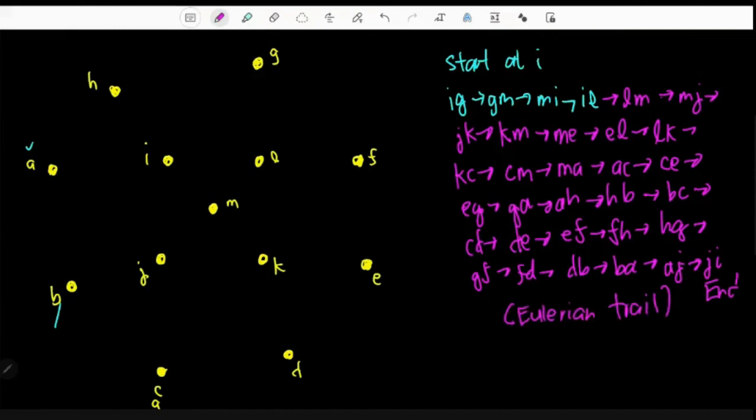So that's how you construct a Eulerian trail in a Eulerian graph. You can use this technique, of course, if you are already sure that the given graph is Eulerian. Again, that's easy to determine. Just find the degrees of each of the vertices. If all of the degrees are even, then that's a Eulerian graph.